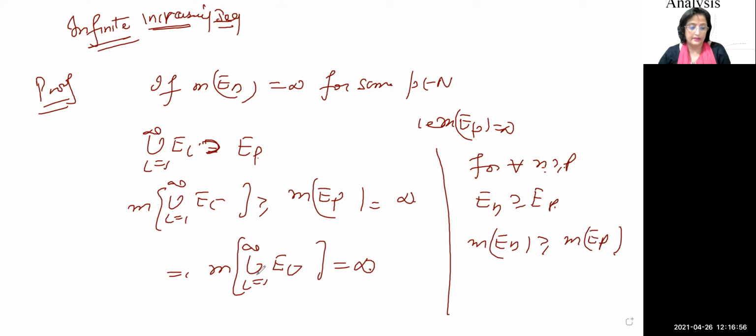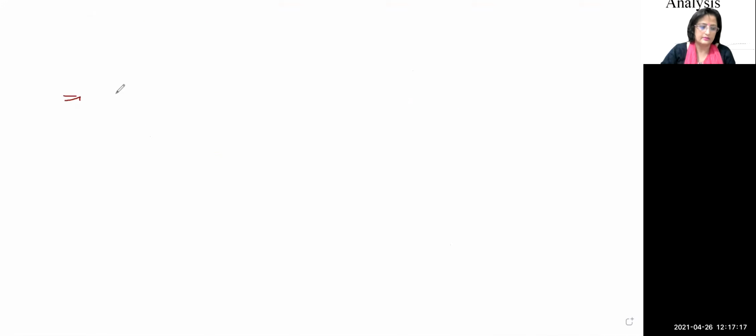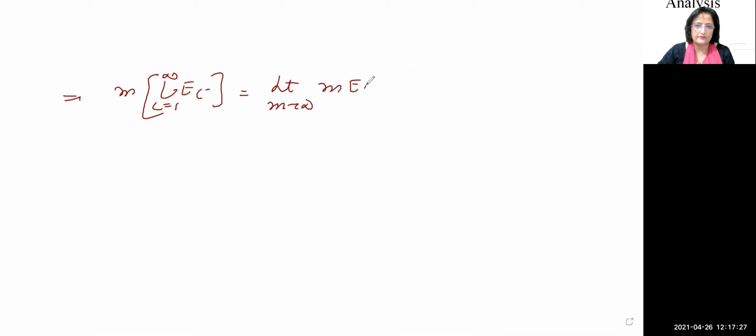measure of Ep, and measure of Ep is infinity, right? It implies measure of En is infinity, so its limiting value will also be measure of En equal to infinity. So both are the same, they are equal. It implies measure of union i running from 1 to infinity Ei is equal to limit m tends to infinity measure of Em.